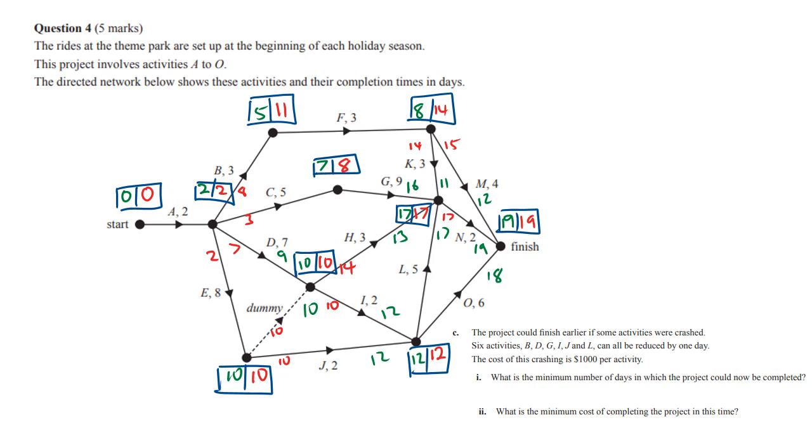It says the project could be finished earlier if some activities were crashed. So we're crashing, and there are 6 activities that they say you can crash: B, D, G, I, J, and L. Well, that's a lot of them. So we can crash B, and we've got to find one of these things. D, G, I, J, and L.